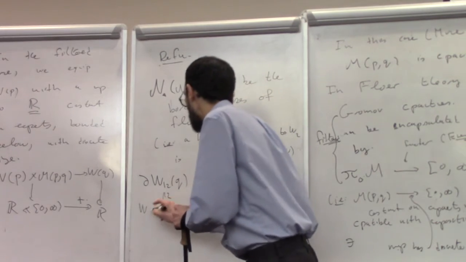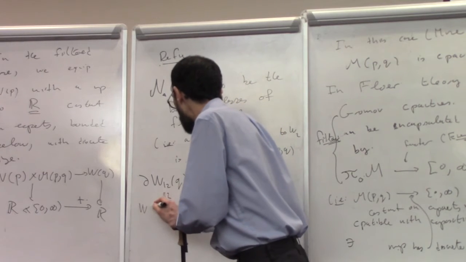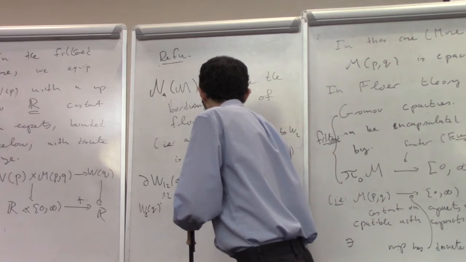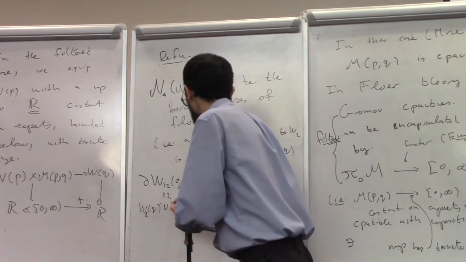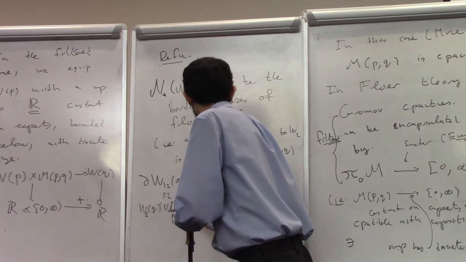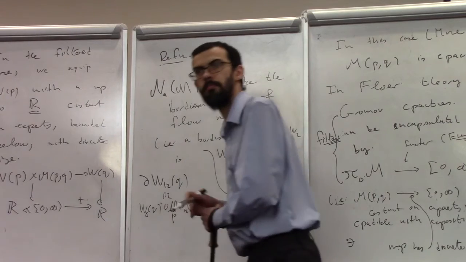You have one more piece. The boundary of this consists of three pieces: W1 of Q, W2 of Q, and then these images, the union over P of W1T, P cross P. That's the notion of a bordism.